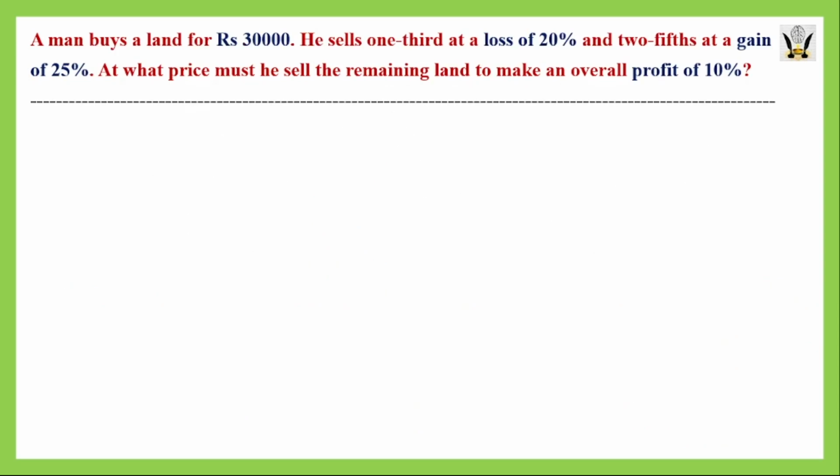Now the next problem says that a man buys a land for rupees 30,000.